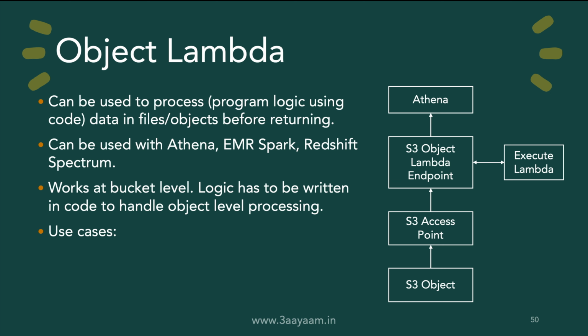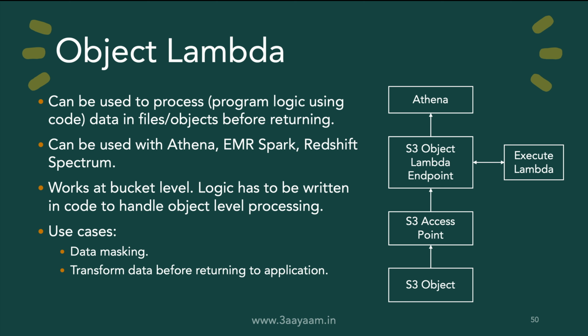Now, what are the various use cases? As I said, one is basically data masking. So let's say you have a lot of sensitive data and you are not using Redshift. In Redshift, we have data masking policies. But let's say you are using Redshift Spectrum or Athena and you want to mask the sensitive data. So before returning the data to S3 or Redshift Spectrum, you can execute a Lambda code which will read the records and apply some logic which is written in the code and then return the results to Athena or Redshift Spectrum, or maybe EMR Spark also.